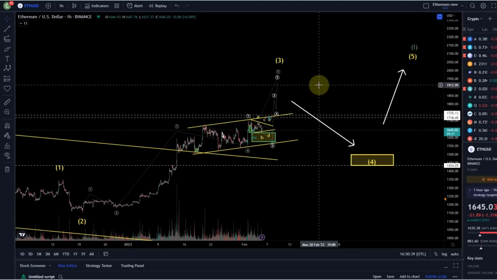So it's absolutely crucial to understand, however, where we are in the market and what wave structure we are likely in, and then you can make your own decisions.